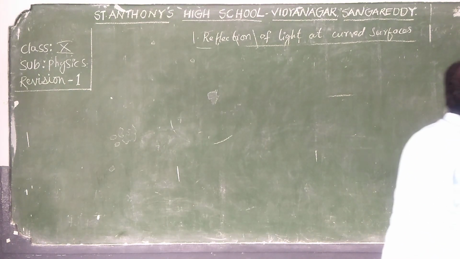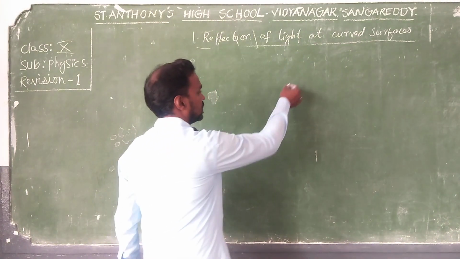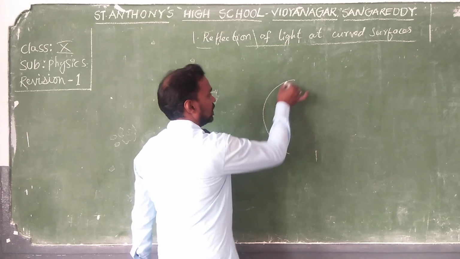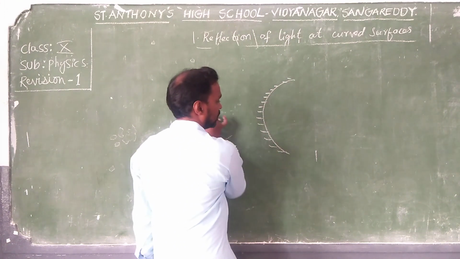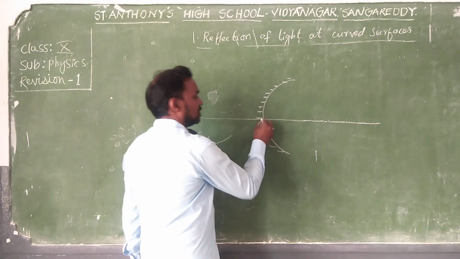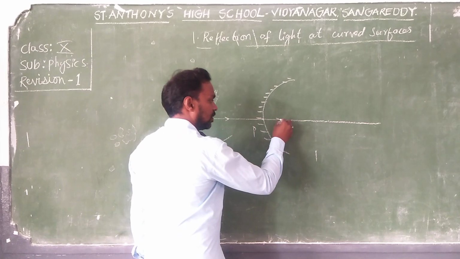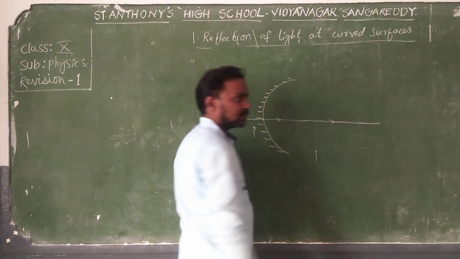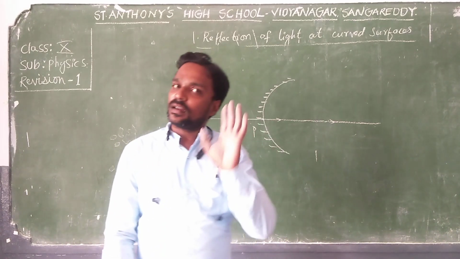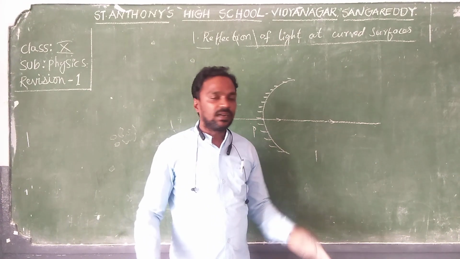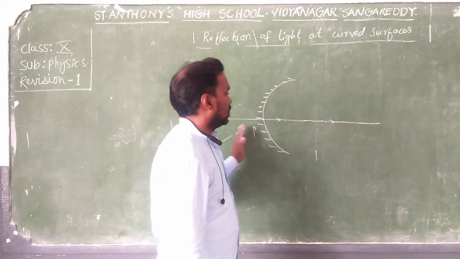Let us take a mirror. Imagine this is a concave mirror or convex mirror, any spherical mirror we are taking, and this is the pole. When the light is traveling along the principal axis of a spherical mirror, it does not deviate. It will not reflect, it will not refract, it will not bend, it will not come back. It will go straight like this.